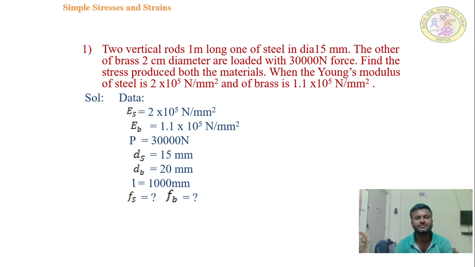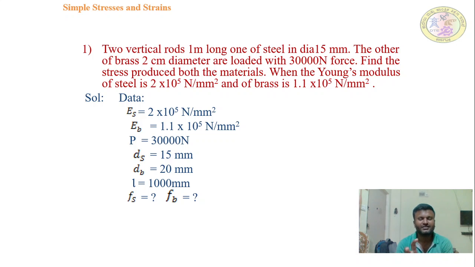Data given: Es is equal to 2 into 10 to the power of 5 newton per mm square. Eb is equal to 1.1 into 10 to the power of 5 newton per mm square. P is equal to 30,000 newton. Ds is equal to 15 mm. Db is equal to 20 mm. L is equal to 1000 mm. Find Fs and Fb.